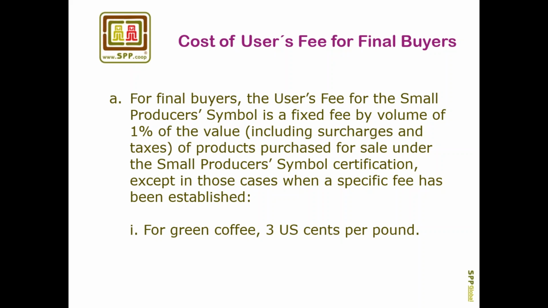1% of the value of the products purchased for sale under the small producer symbol certification, except in those cases when a specific fee has been established. Until today, we just have a specific fee for green coffee, that is 3 US cents per pound. Well, these are the regulations on costs.